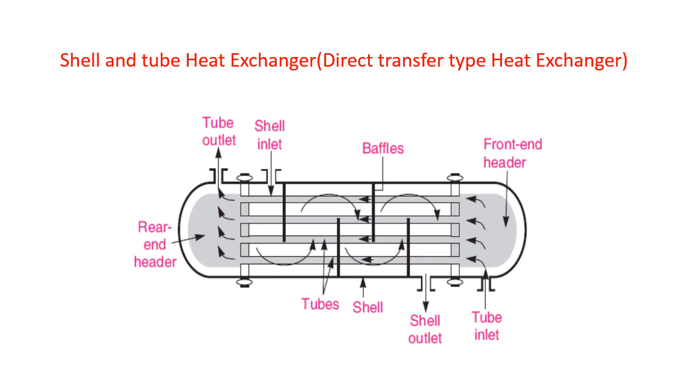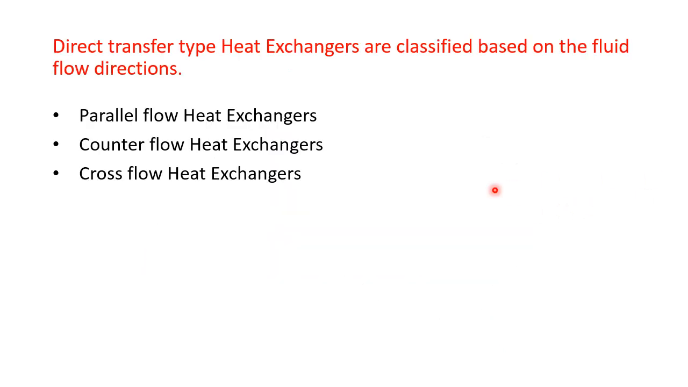So next we will study the different types of direct transfer type heat exchangers, which are classified based on the fluid flow directions. So already I have told you. Based on the fluid flow directions, these direct transfer type heat exchangers are classified as parallel flow heat exchangers, counterflow heat exchangers, and cross flow heat exchangers. Now we'll study one by one.